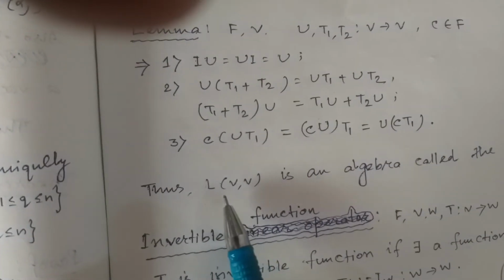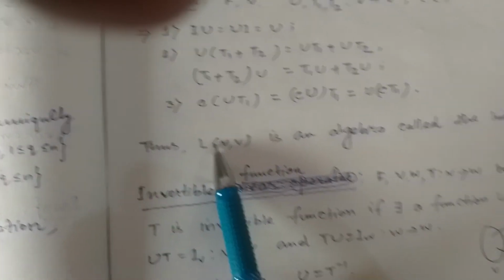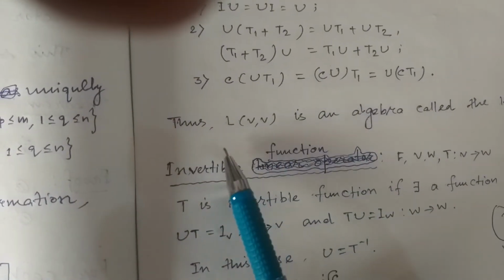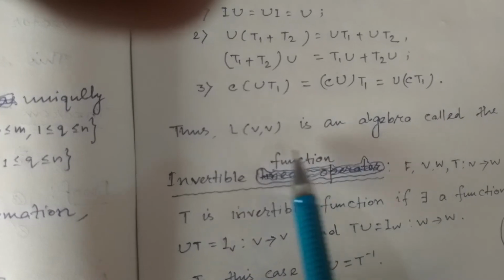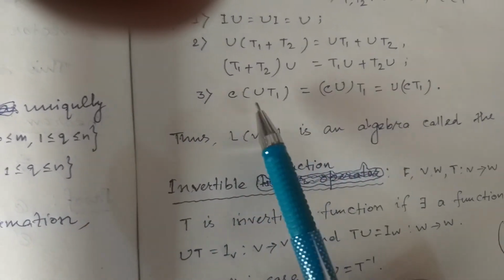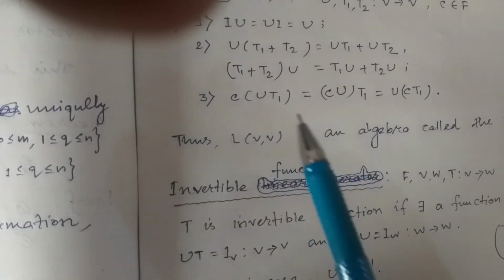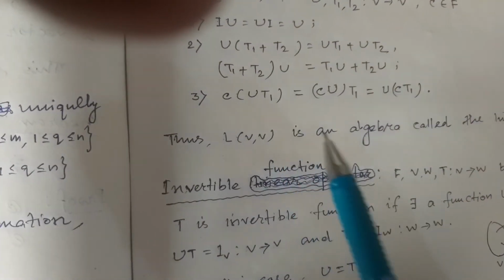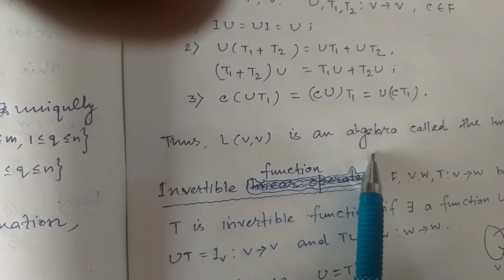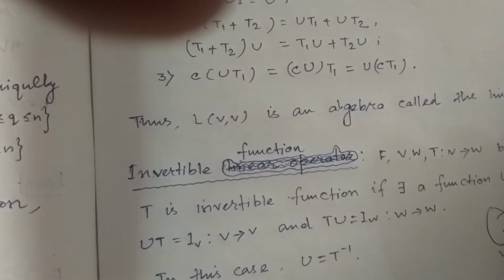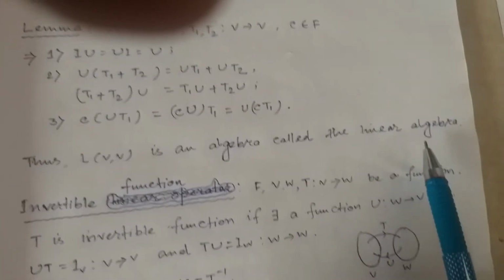That means L(V,V), this vector space, together with these operations, because it has some vector space operations and these operations, together with these, this forms an algebra. This is called the linear algebra L(V,V).